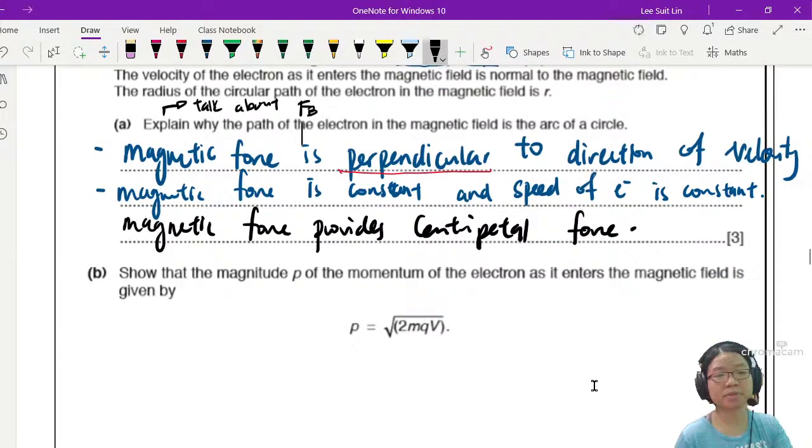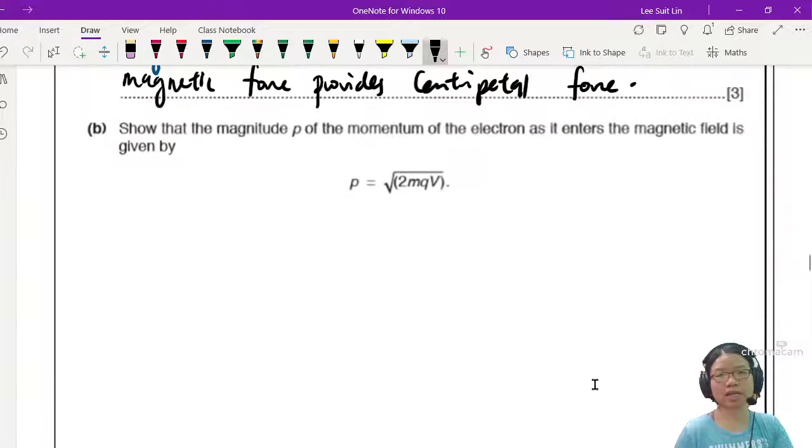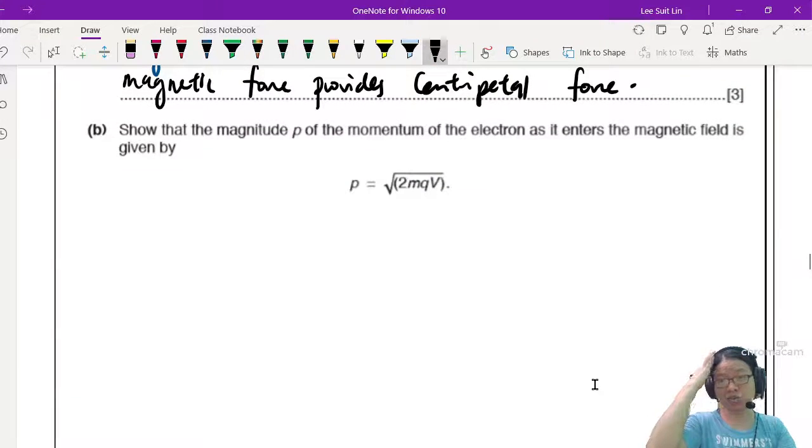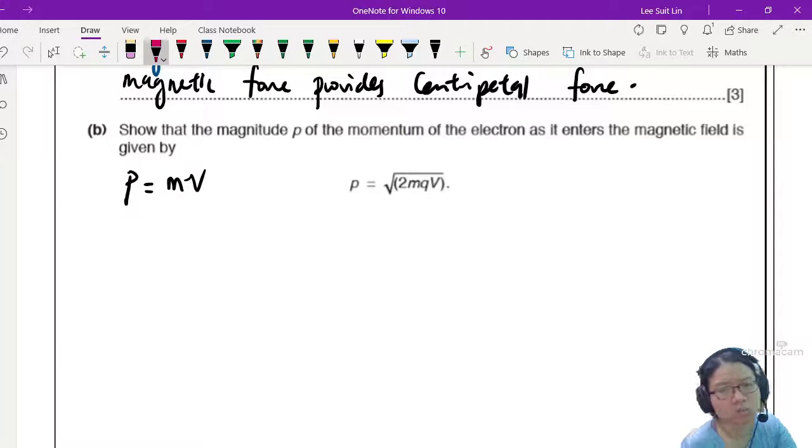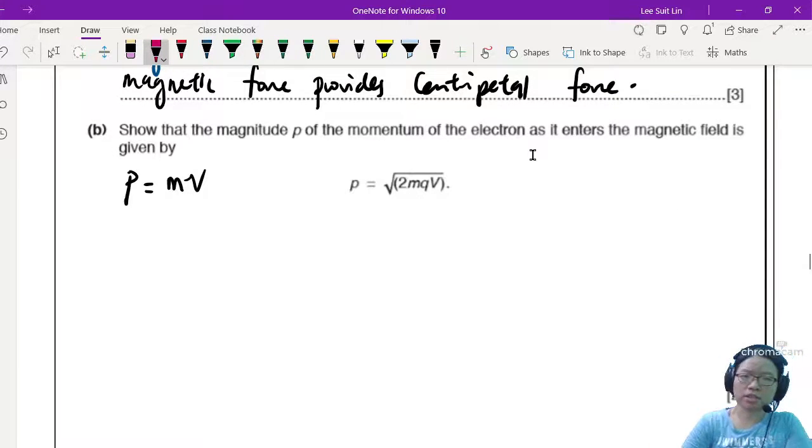All right, so part B, show that the magnitude of momentum of the electron as it enters the magnetic field is given by this value. Okay, so if we want to find momentum, it might be a bit strange. Why talk about momentum? We've never seen momentum before. So if we don't know what to do, we write the equation for momentum. p is equal to mass times velocity. And I stare at this equation. There is mass, but there's no velocity.